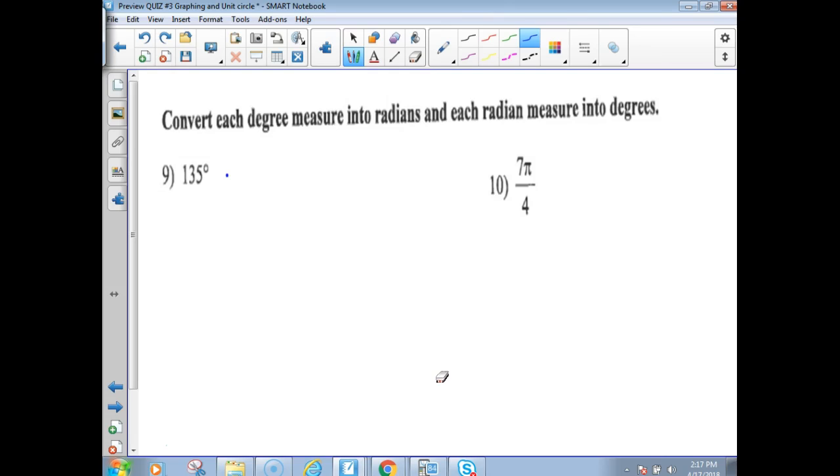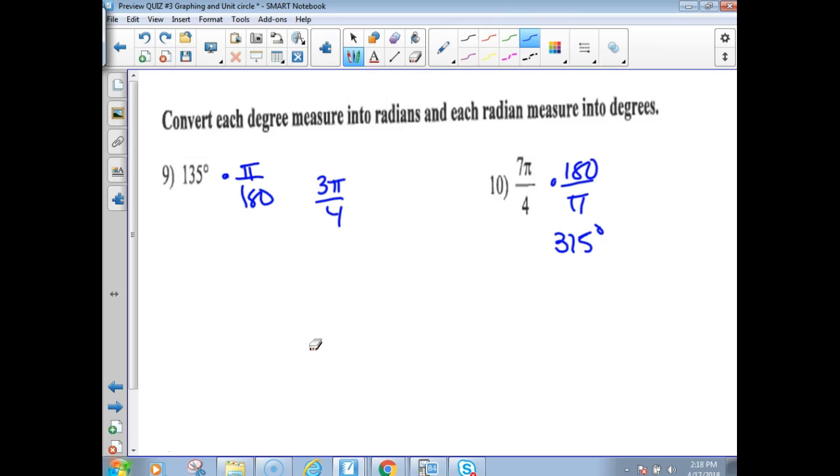Convert each degree measure into radians and each radian measure to degrees. Multiply by pi over 180 for that one. Multiply by 180 over pi for this one. Your answer for number 9 should be 3 pi over 4, and number 10, 315 degrees. All right.